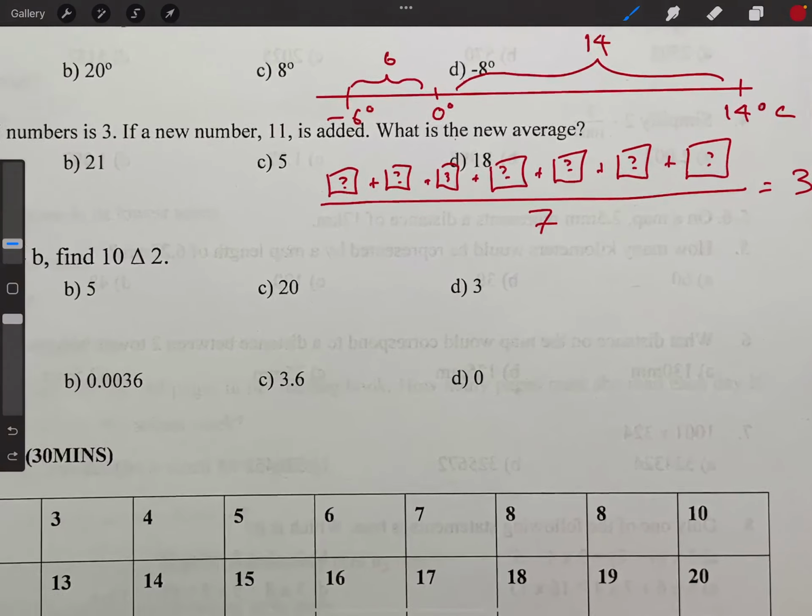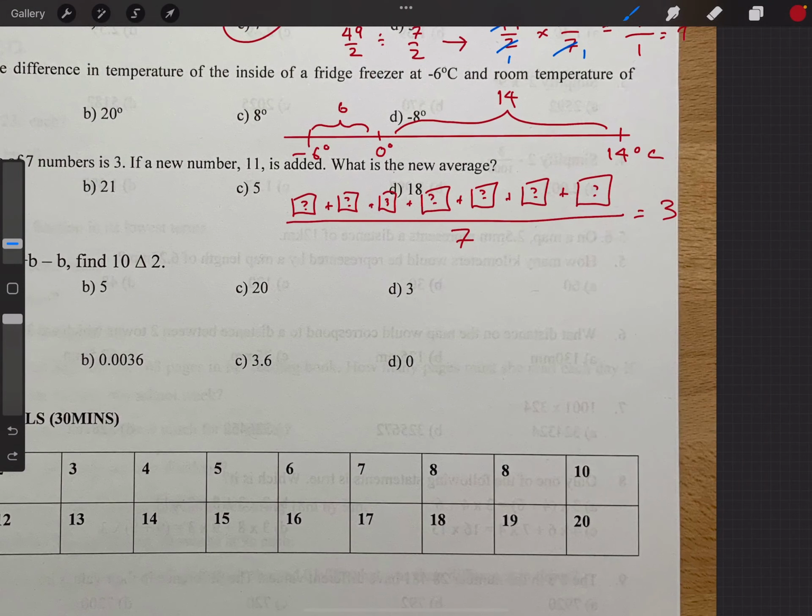Okay. A new number 11 is added. So before we do anything, what is the total of these 7 numbers? When you add these 7 numbers up in the top part, it's going to become one big number. This big number is then divided by 7, and that gives you 3. So what divided by 7 gives me 3? We work backwards: 3 times 7 is equal to 21. And it makes sense that 21 divided by 7 is indeed 3. So all of these numbers in the top must add to 21. So the total is equal to 21.